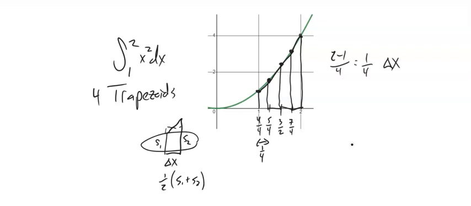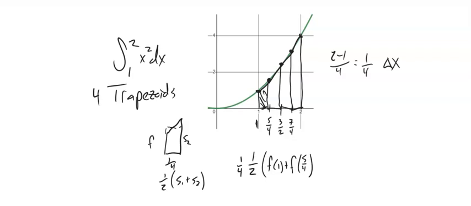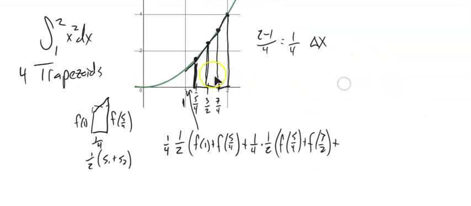If I just want the area of the first trapezoid, just this one right here, it would be 1/2 times f of 1 plus f of 5/4, and then that's times the change in x, the base, because this is 1/4. This is f of 1, that height. This is f of 5/4. So that's the area of just the first one. And then I could do that with all the rest of them, right? You've seen this before. 1/4 times 1/2, but then it would be f of 5/4 plus f of 3/2. And then I do it again for the next one and again for the next one.